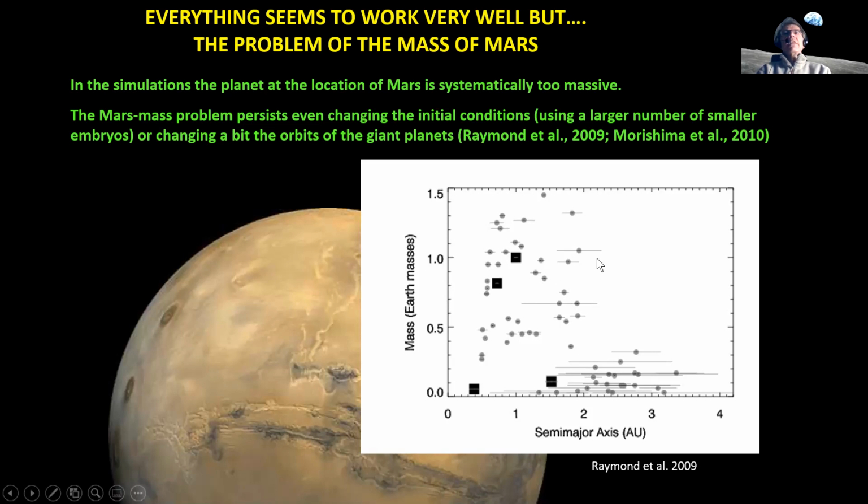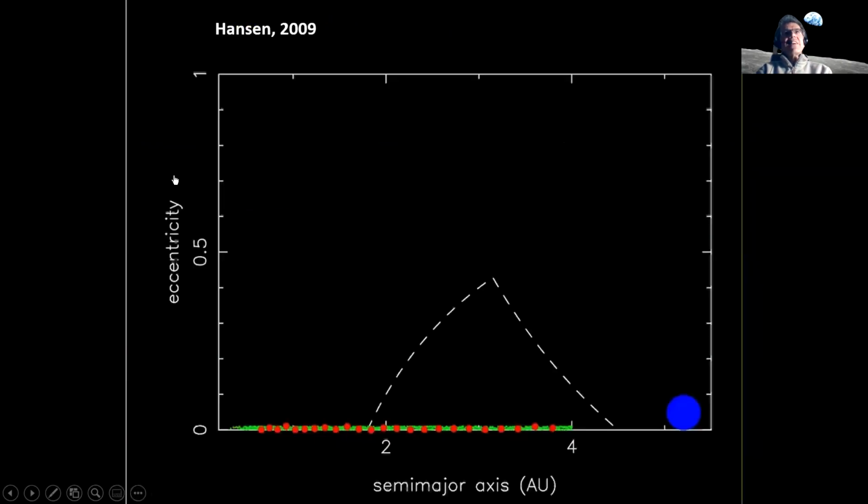Mars is smaller, and Mars stopped growing much faster. So the growth of Mars was aborted somehow. And this is not what we see in this kind of simulations. Something else is needed. And this problem received a solution thanks to Brad Hansen in 2009.